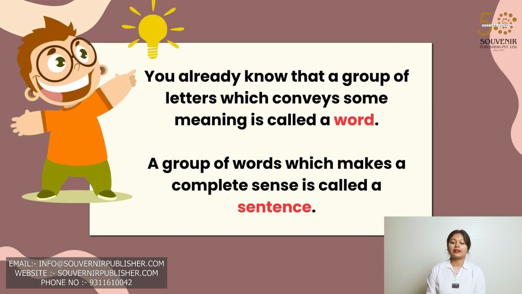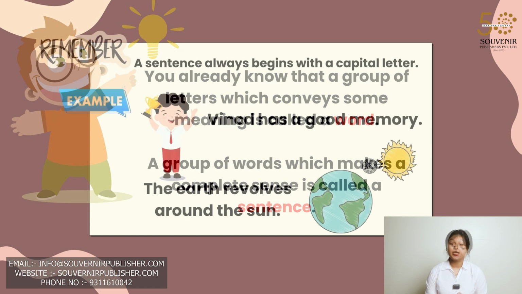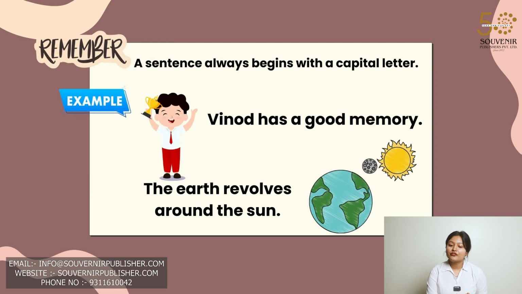You already know that a group of letters which convey some meaning is called a word, and a group of words which make a complete sense is called a sentence. Remember, a sentence always begins with a capital letter. For example, Vinod has a good memory. So now V is going to be capital. Let's take another example. The earth revolves around the sun. So at the very beginning, the T was capital.